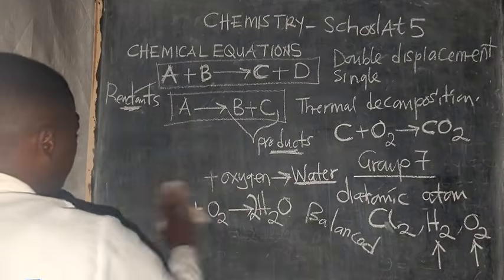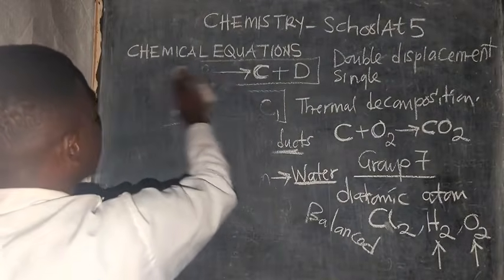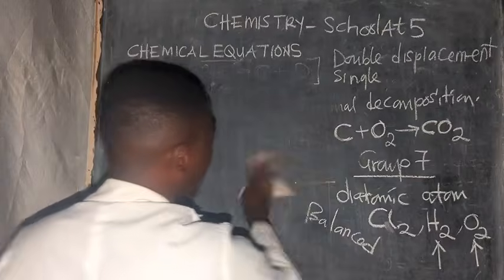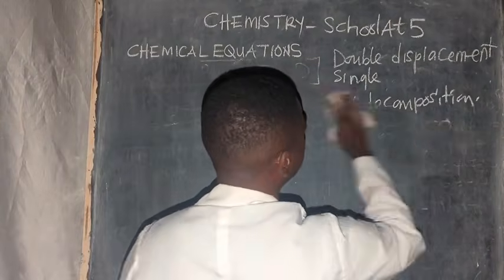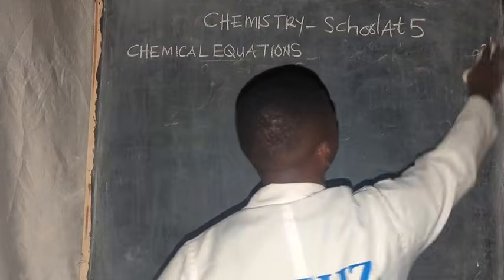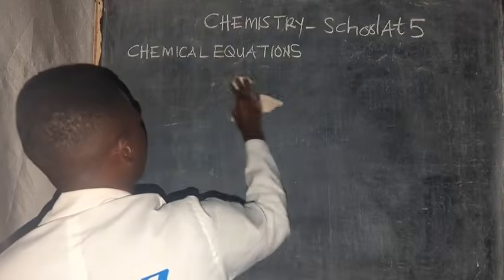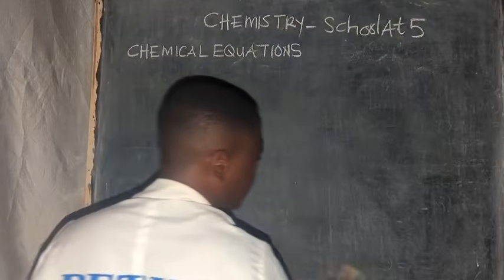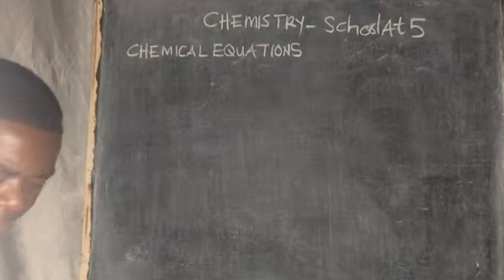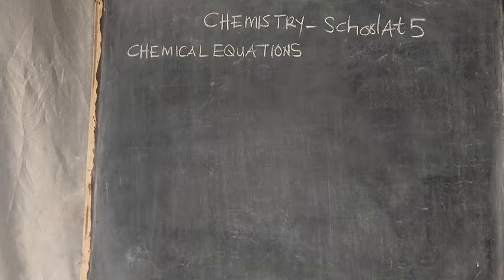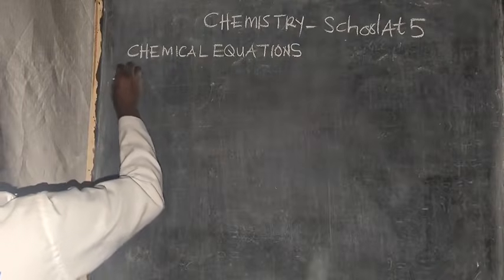So let us now continue with our chemical equations, how to write chemical equations. I'm going to put down small ones. I'll start with the simple ones so that we keep on advancing like that. I'll start with those ones that are not that difficult. So let us look at this. I'll say 1.